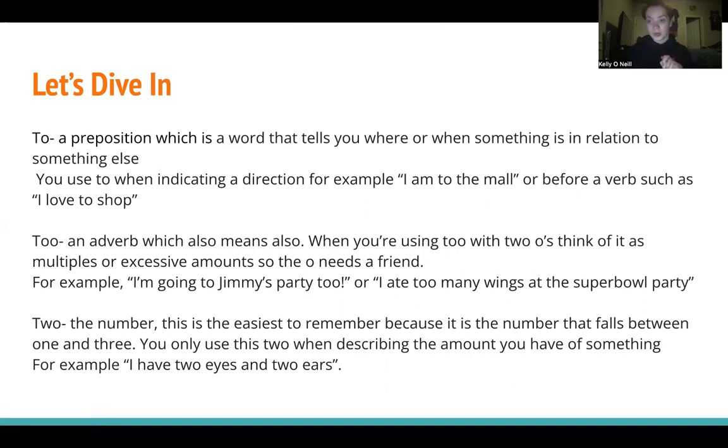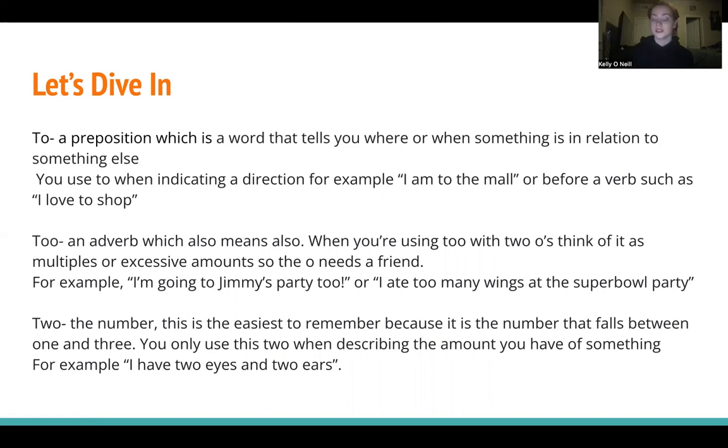Too, with two O's, is an adverb that means also. And when you're using too with two O's, think of it as multiples or excessive amounts. So the O needs a friend. For example, I'm going to Jimmy's party too, or I ate too many wings at the Super Bowl party.